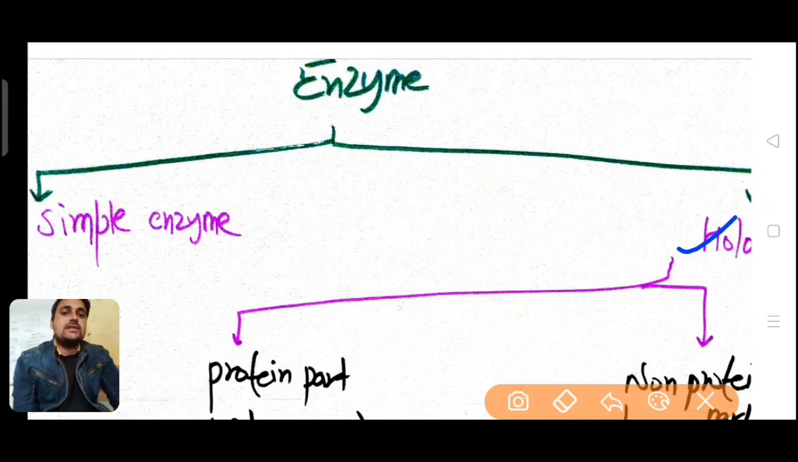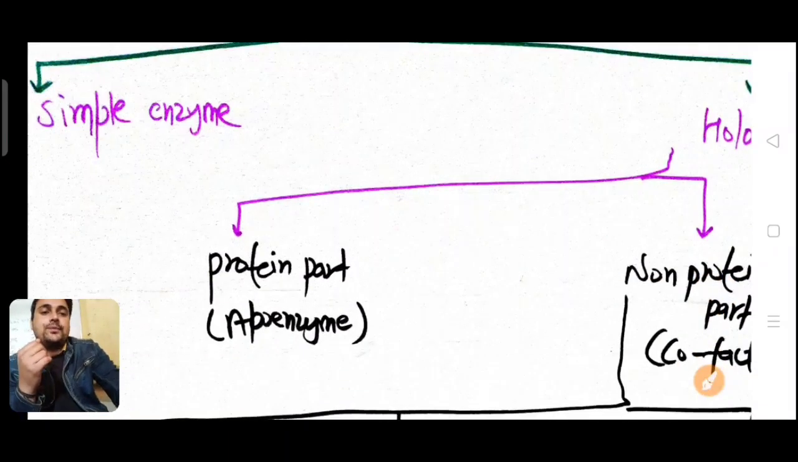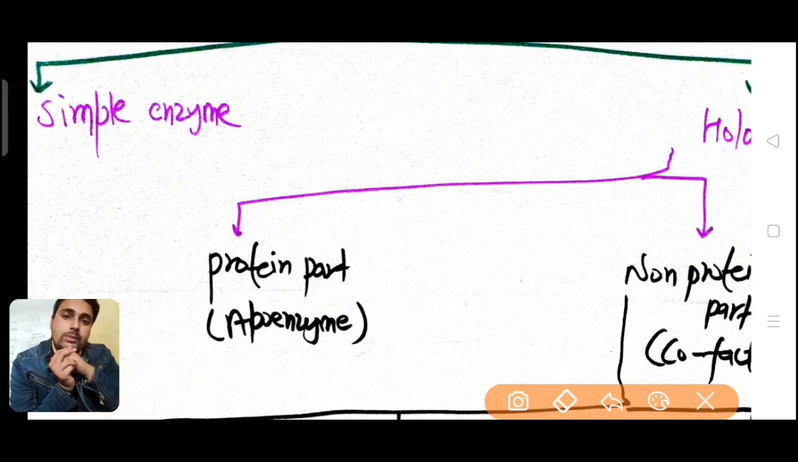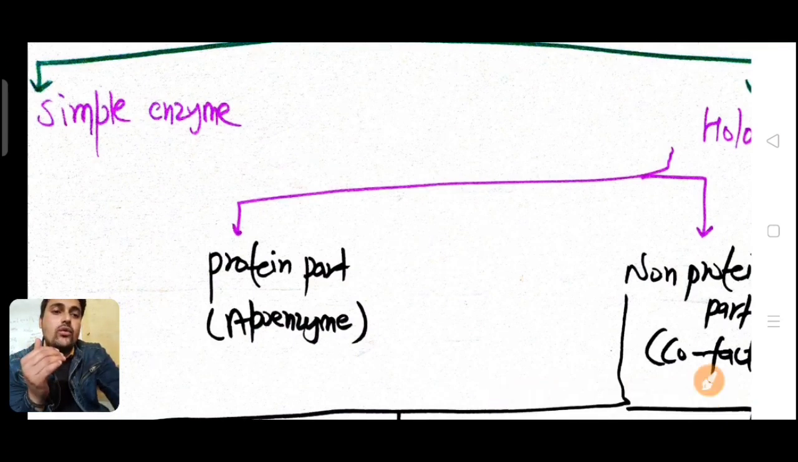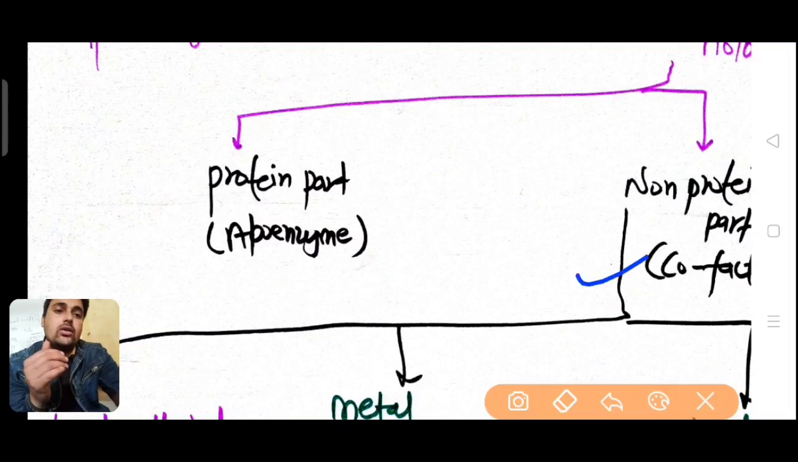If you come to the holo enzyme, its name is showing itself. It is saying I am the whole part. It is made up of two parts. One is the protein part and the other is the non-protein part. Let's see what they are. The protein part is the apoenzyme. If it is made up of protein only, we call it apoenzyme. If it is not made up of protein, then we call it cofactor.